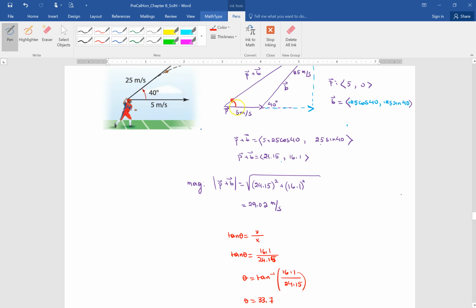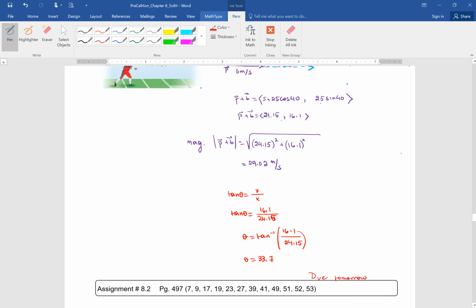That's the direction of the resultant vector. 33.7 degrees. So even though he threw it up at 40 degrees, it's not flying at 40 degrees. It's flying at 33.7 because he was also going horizontally forward.